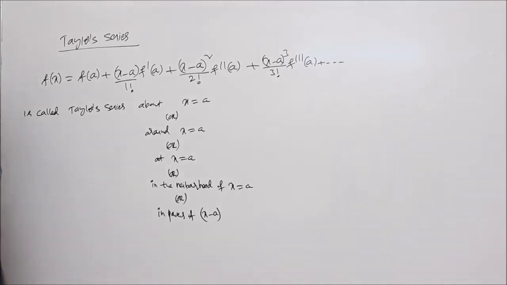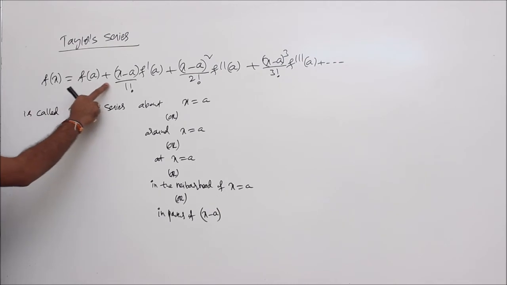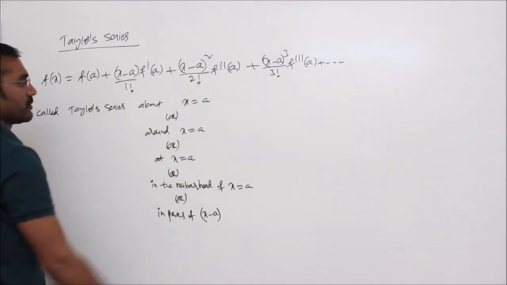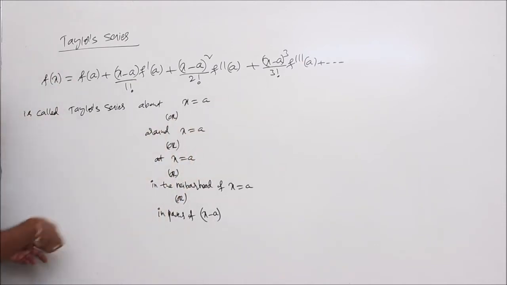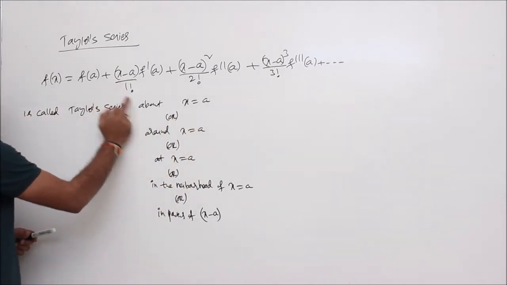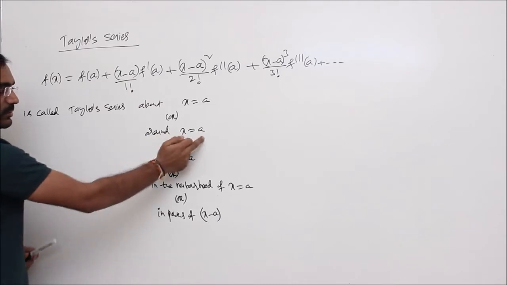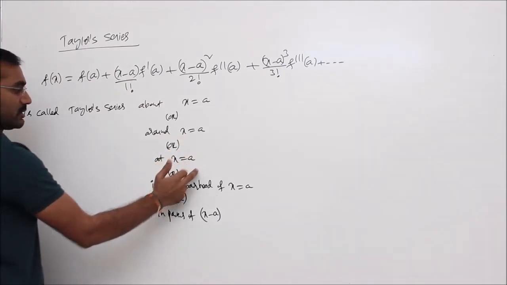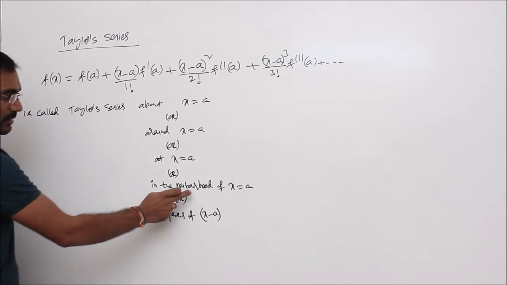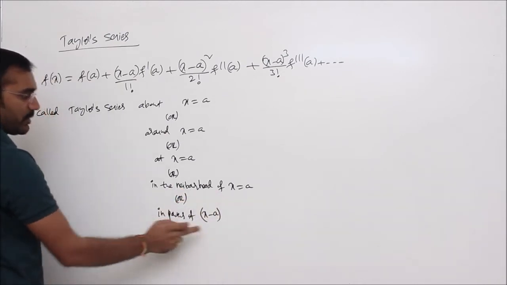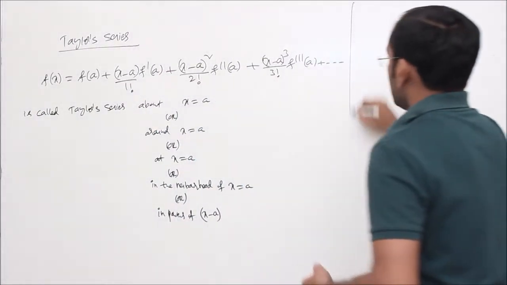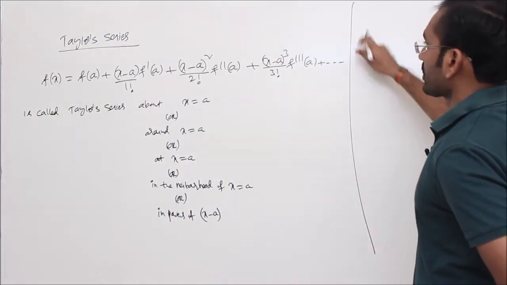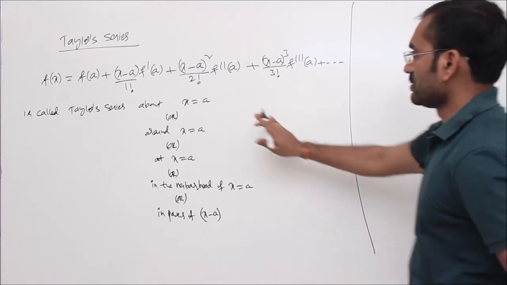Next topic, Taylor series. A function f(x) equal to f(a) plus (x minus a) f dash of a, plus (x minus a) whole square by 2 factorial f double dash of a, and so on, is called Taylor series about the point x equal to a, or around x equal to a, or at x equal to a, or in the neighborhood of x equal to a, or in powers of x minus a. For example, there is a Taylor series about x equal to a.